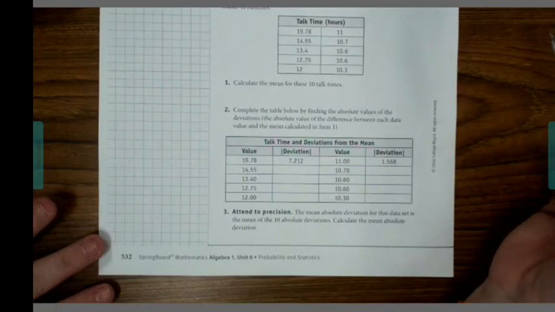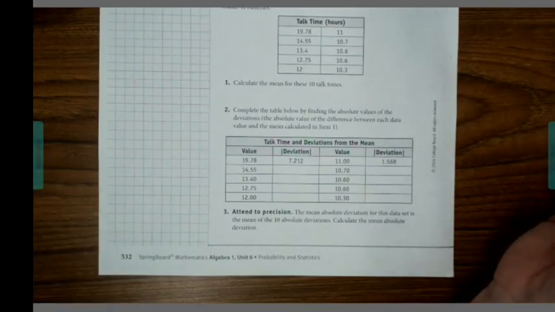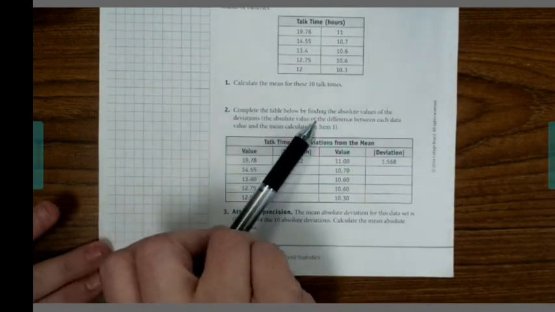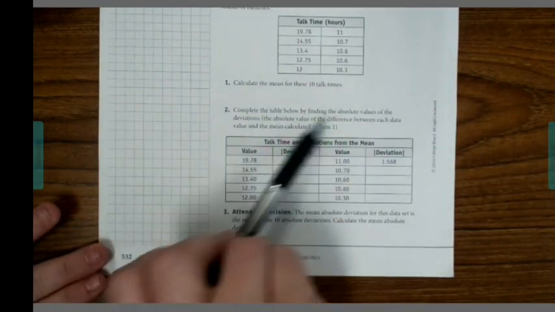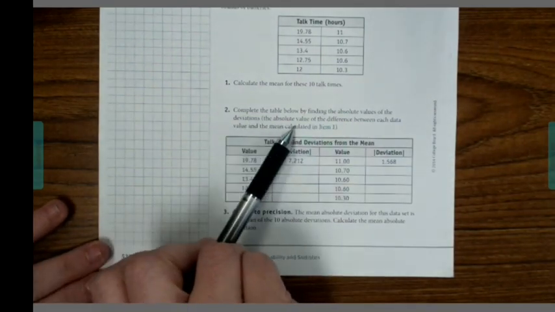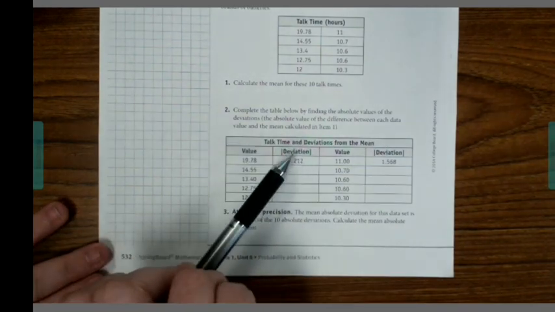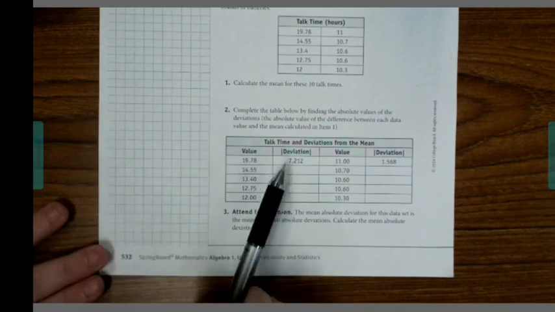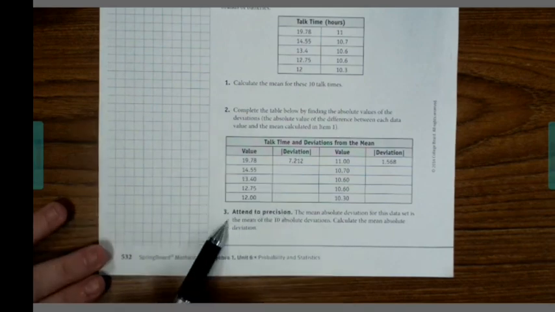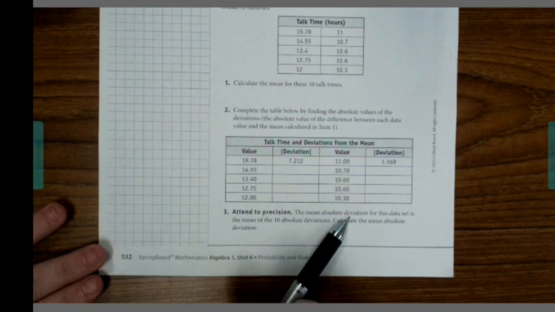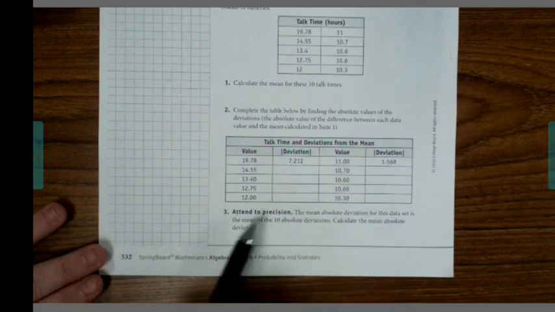It says, first, calculate the mean for those 10 talk times above. 2, complete the table below by finding the absolute values of the deviation, the absolute value of the difference between each data value and the mean, similar to what we did yesterday. And then number 3 says the mean absolute deviation, remember we call that MAD, for this data set is the mean of the 10 absolute deviations above.